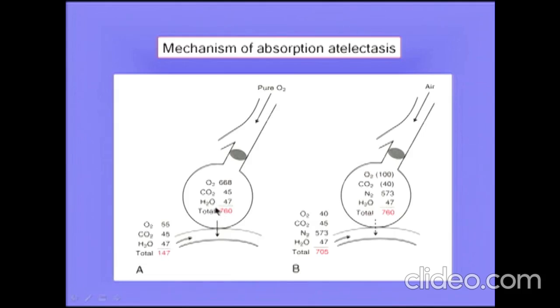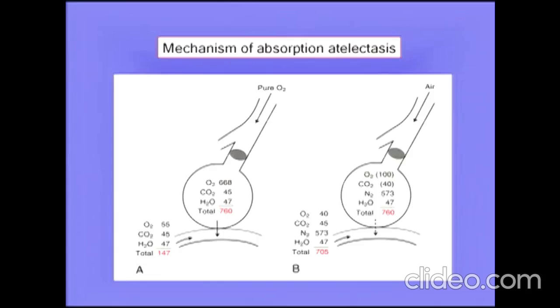Because the sum of the partial pressures in the alveolar gas exceeds that in the blood, gas will inevitably move out of the alveoli and you will eventually get atelectasis. And this can be quite fast if the oxygen concentration is high. Now this also occurs during air breathing, but much slower.